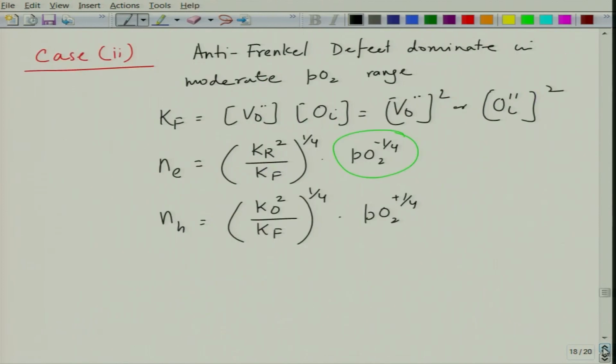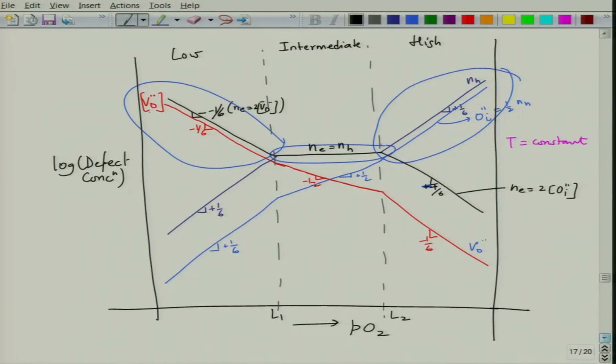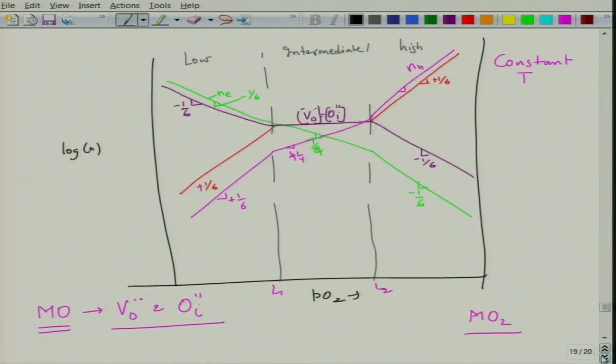As we saw in previous figures, whether you look at electron concentration or hole concentration, or oxygen vacancy concentration, or oxygen interstitial concentration, no matter what the situation is, the defect concentration remains continuous. It is just that their slope changes as a function of partial pressure of oxygen. So, these diagrams are very useful, and they allow you to understand what kind of defects can be present in different systems as a function of partial pressure of oxygen.